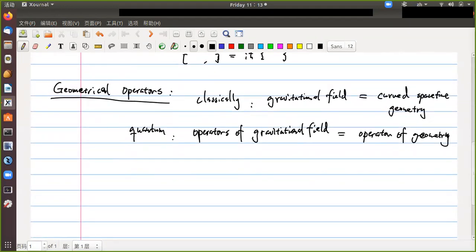So what are those operators? In this lecture, I'm going to talk about two types of operators. Firstly, the area operator, and the volume operator. They are particularly interesting for loop quantum gravity.